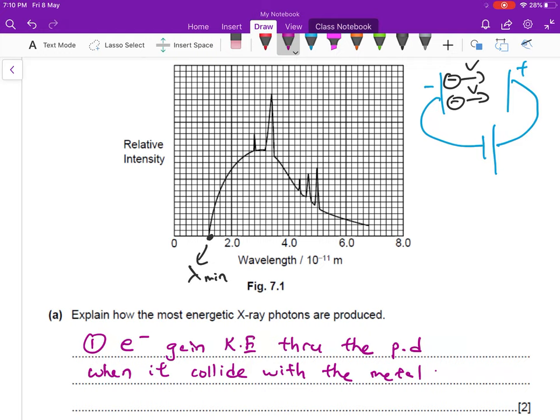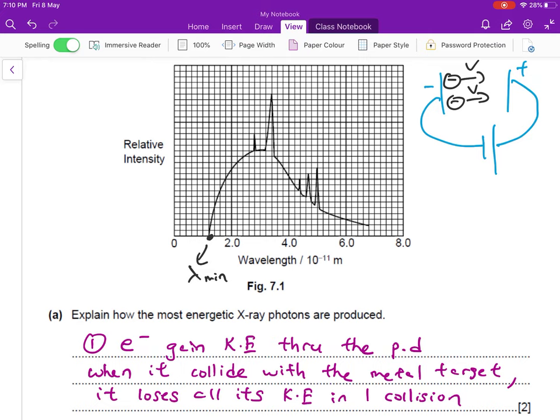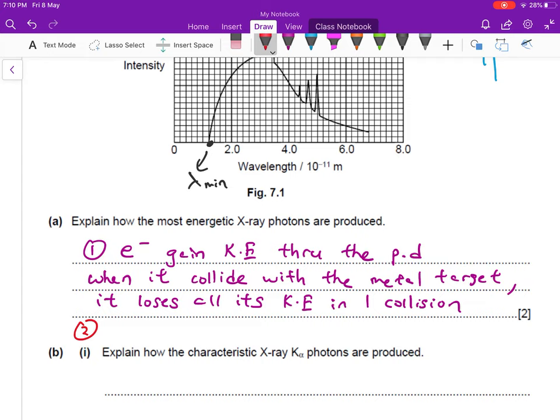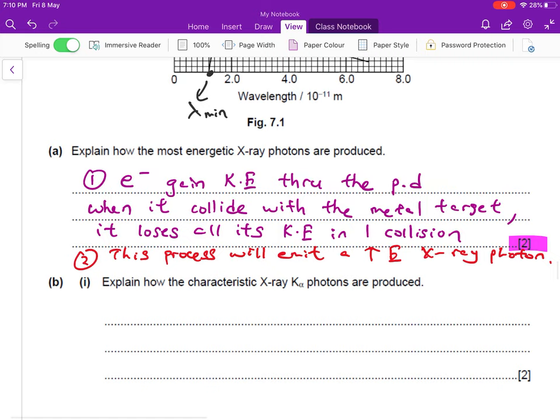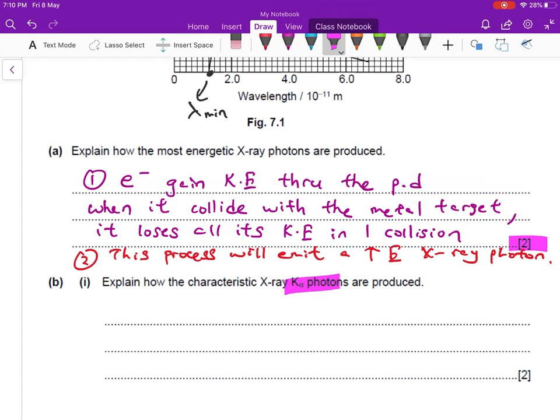through the potential difference, PD. When it collides with the target metal, it loses all its KE in one collision, so it will emit the highest energy X-ray photon. That's two marks.